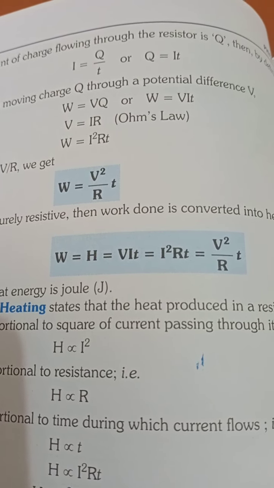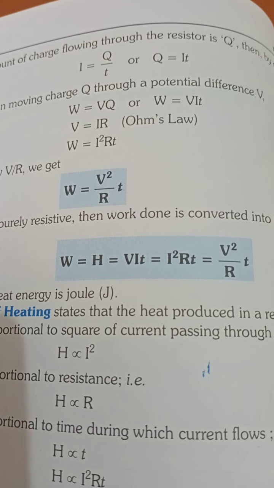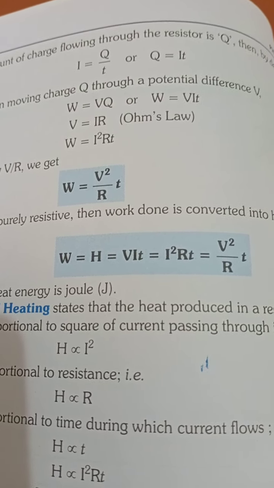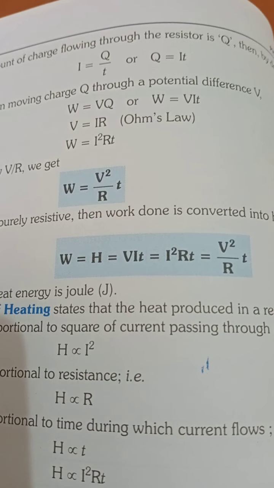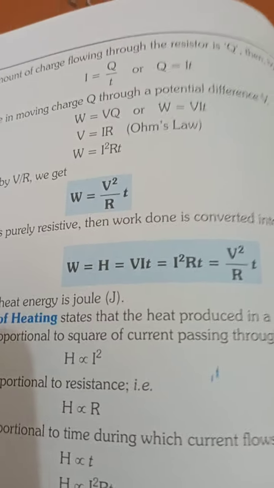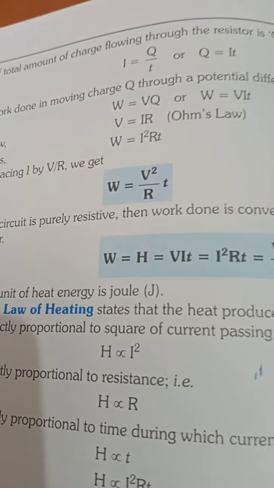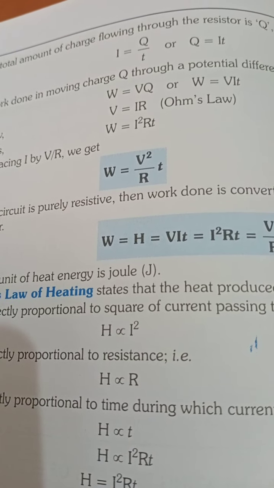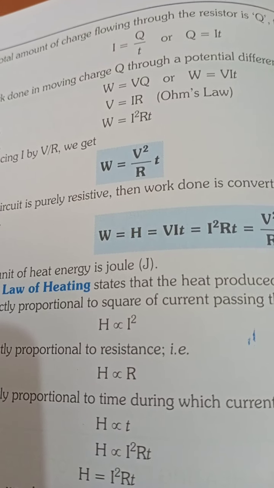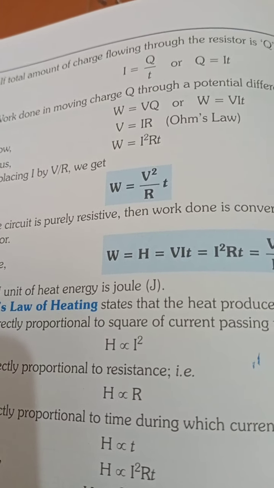In place of V, when we write IR, IR into It, we get I square Rt. Replacing I by V by R, we get W is equal to V square by R into t. Work is also energy. So W is equal to H is equal to I square Rt, or V square by R into t.